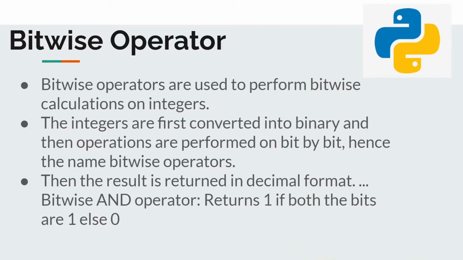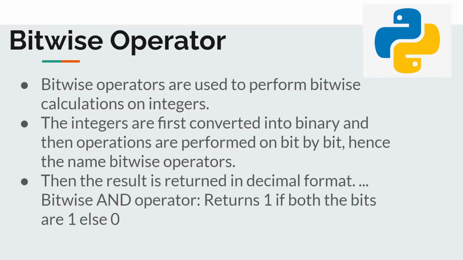In today's video we are going to talk about what bitwise operators are. So first let's get to know what a bitwise operator is. Bitwise operators are used to perform bitwise calculations on integers. The integers are first converted into binary, which is represented in ones and zeros. Then the operations are performed bit by bit. Hence the name bitwise operators.